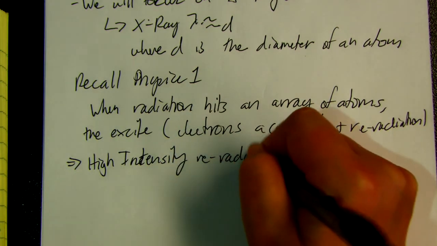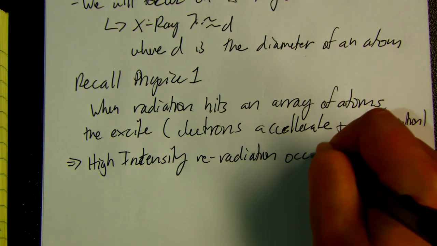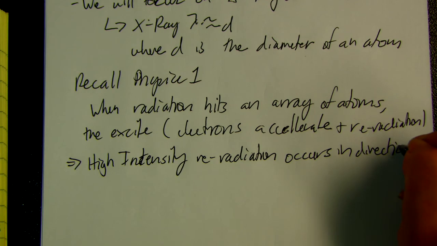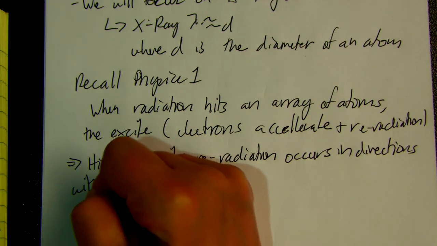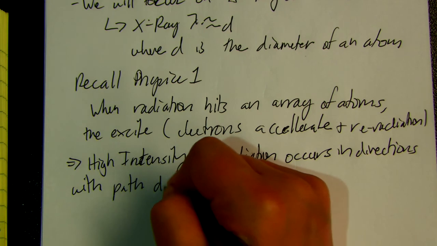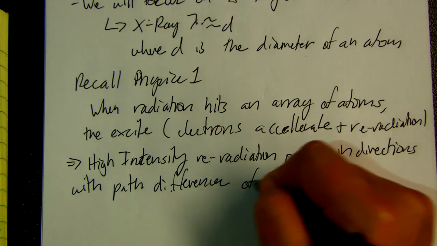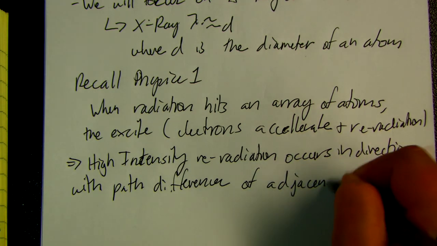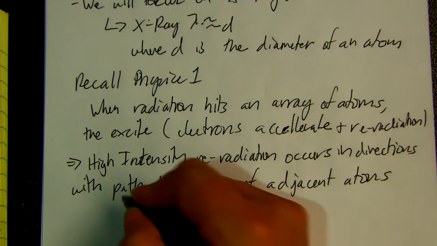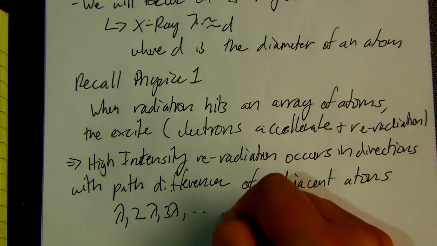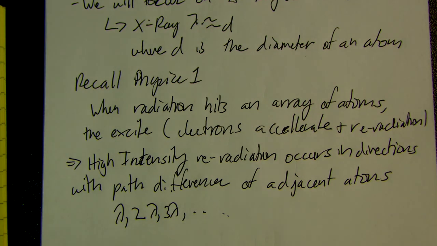re-radiation occurs in directions with path differences of adjacent atoms lambda, 2 lambda, 3 lambda, etc. So remember, the X-ray band is wide, it's tunable.